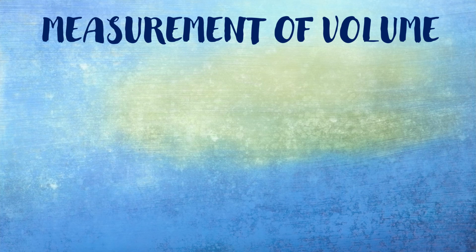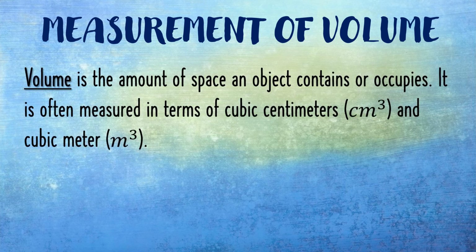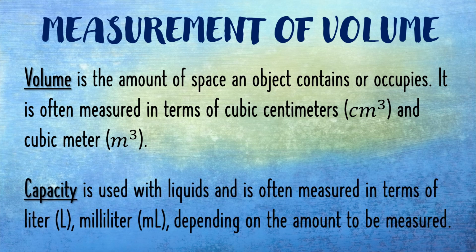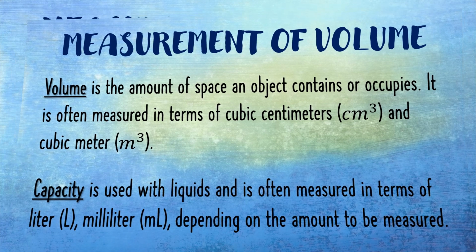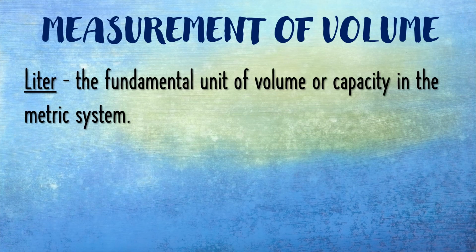So for the measurement of volume, volume is the amount of space an object contains or occupies. It is often measured in terms of cubic centimeters and cubic meters. Capacity is used with liquids and is often measured in terms of liter, milliliter, depending on the amount to be measured. Liter is the fundamental unit of volume or capacity in the metric system.